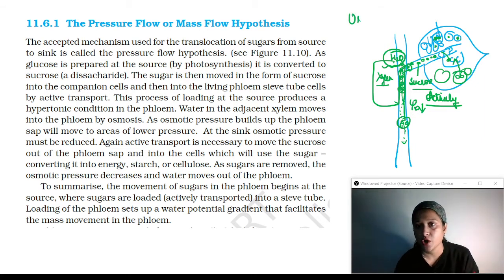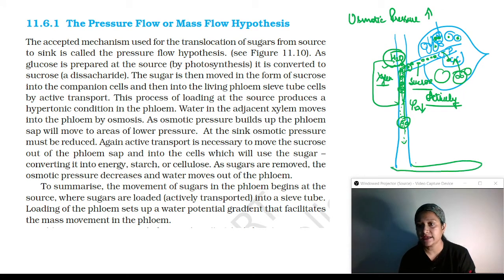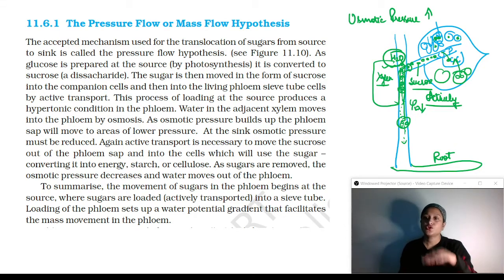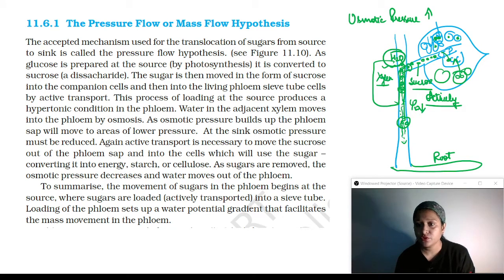What will happen? Osmotic pressure increases. And at the sink area, suppose this is the root, which is the sink area, here the pressure is low. So due to the high pressure to the low pressure, the food will move. Okay. So from the sieve tubes, the food will enter into the root area, and from the root area, here suppose these are the root cells. The food, the sucrose, actually moves into the root cell. यहाँ से ये रूट सेल में चला गया.